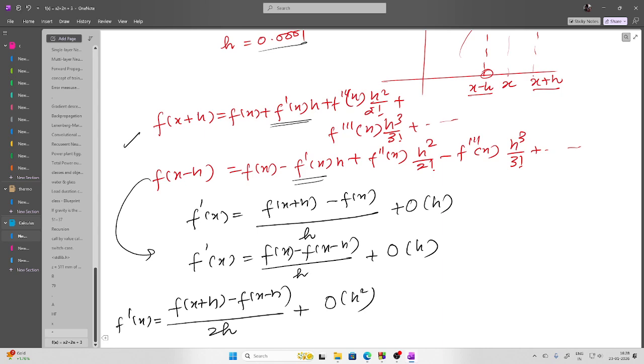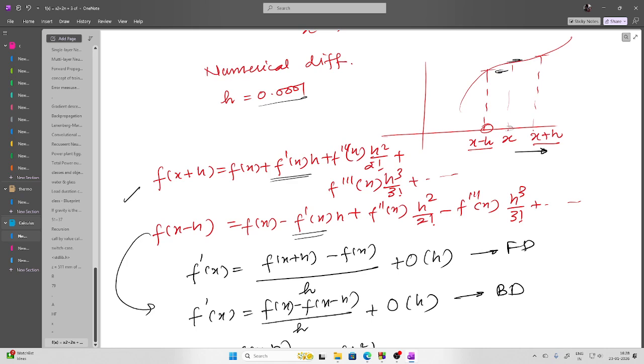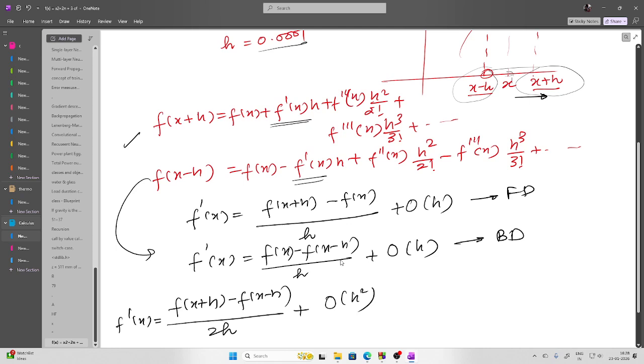So this is called forward difference, because you want the derivative of this function, and to evaluate this derivative you are moving in the forward direction. That's why it is called forward difference. Whereas in the second case, you are moving in the backward direction. That's why it is called backward difference. And in this particular case, you are taking the values from left and right both, and then trying to find out the value at the center. So that's why it is called central difference. So this one is the central difference.